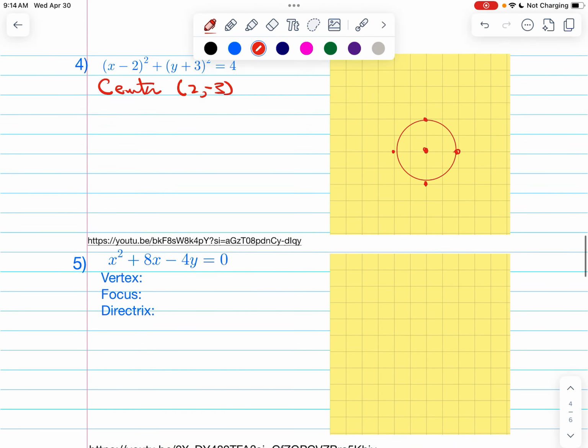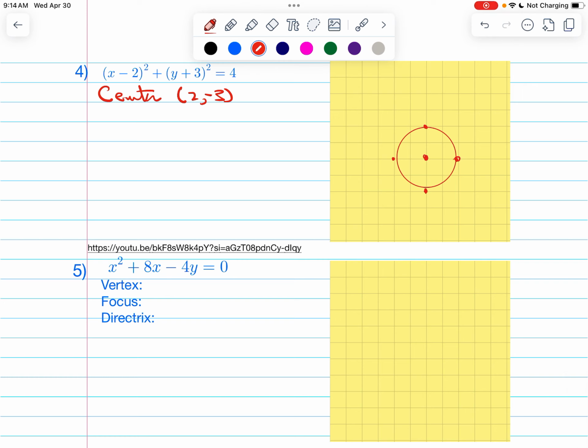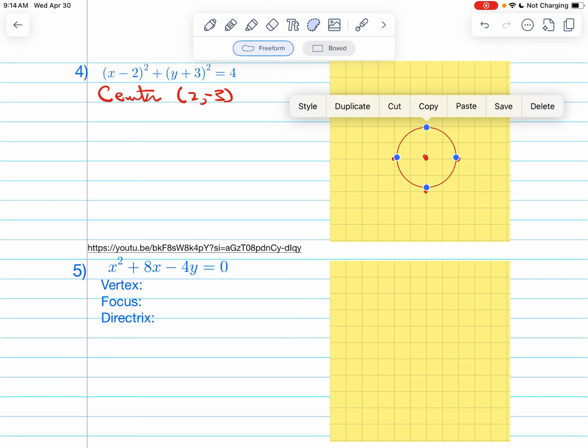Okay. So that's what happens when you have the coefficients the same, or when you have the denominators exactly the same. You get a circle.